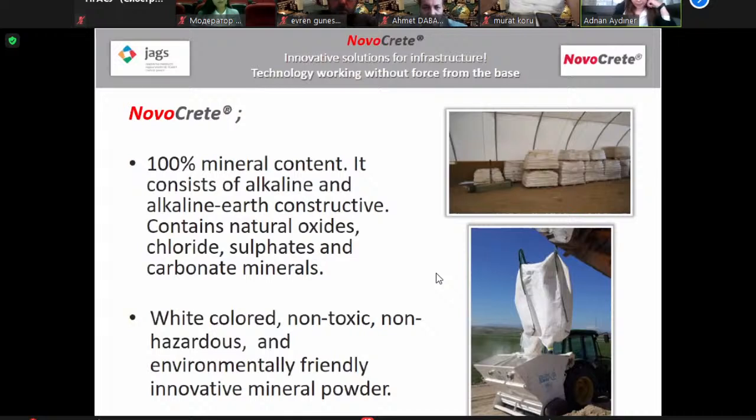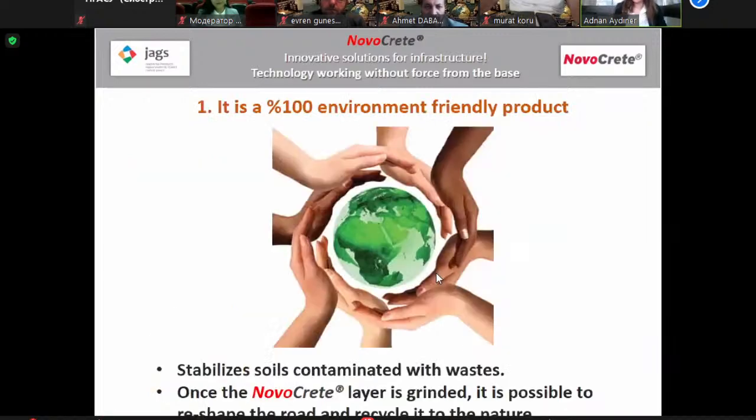NoCrate is a powder mineral used as a concrete additive in type 1, type 2, and Portland cement. NoCrate combined with Portland cement and optimal water content increases crystallization formation during the hydration process, resulting in higher impact resistance. It is a 100% environmentally friendly product. It stabilizes soils contaminated with wastes. Once the NoCrate layer is ground, it is possible to reshape the road and recycle it to nature.